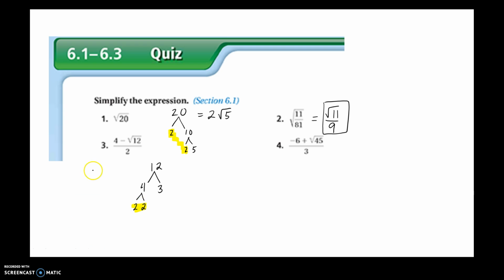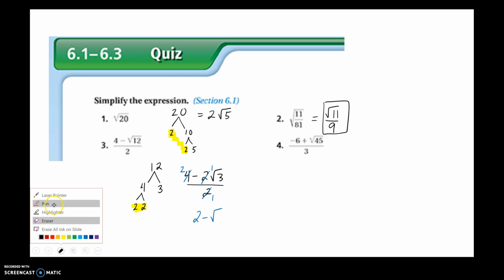So putting it all back together, we would have 4 minus 2 times the square root of 3, all divided by 2. And then 2 divided by 2 is 1, 2 divided by 2 is 1, 4 divided by 2 is 2. So your final answer would be 2 minus square root of 3. And you don't have to worry about dividing by that 1.